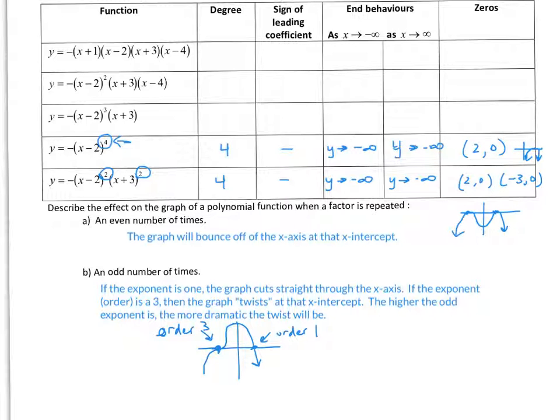And if you had a 5 as your order, it just means that that twist will be more dramatic. The higher the exponent is, the more dramatic the twist becomes. And likewise with the even number of times, an order of 4 will flatten it out more at that x-intercept than an order of 2 will. That bounce will be more flattened. Think of a ball that doesn't have a lot of air in it. It kind of squashes down towards that x-axis. All right, hope that makes sense for you. Now complete the rest of the handouts.